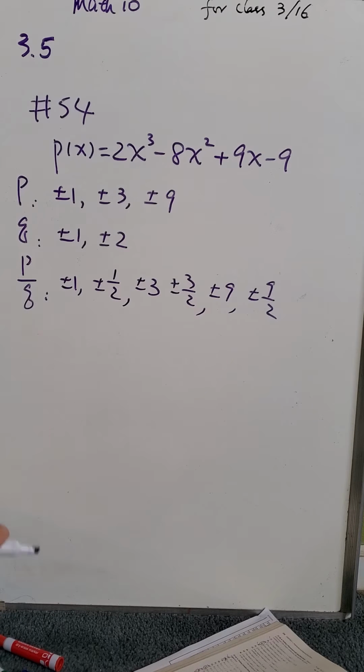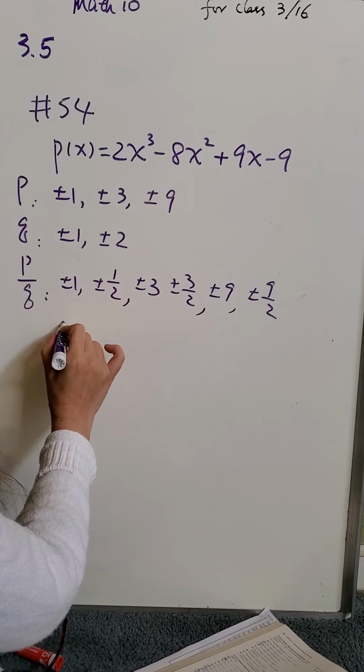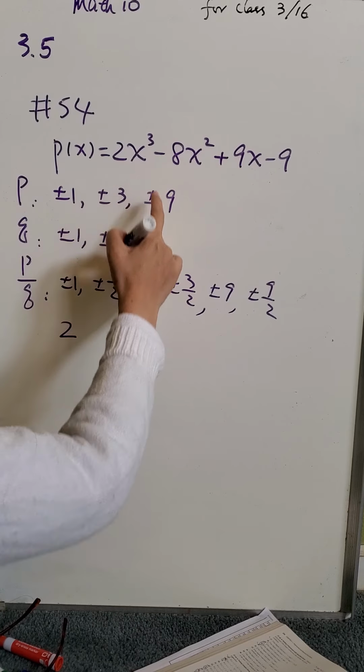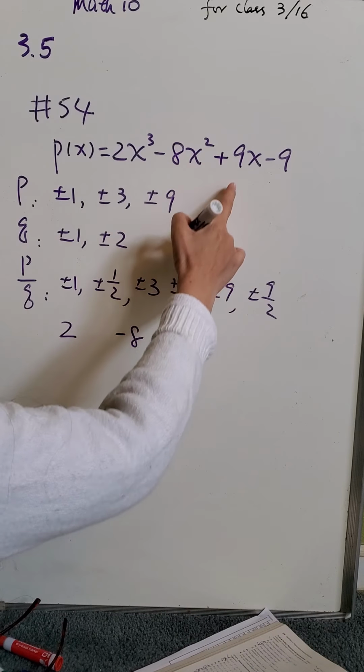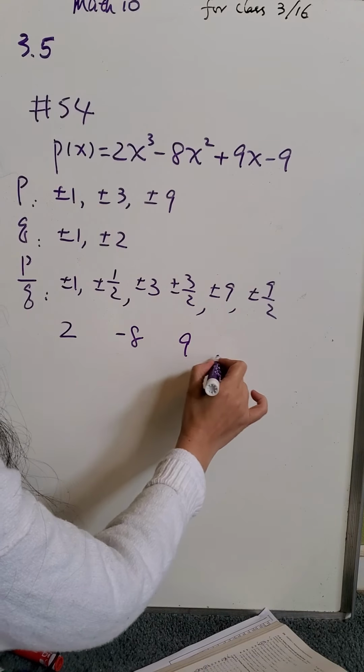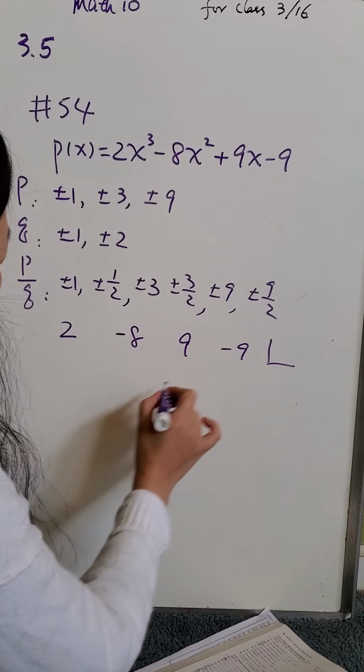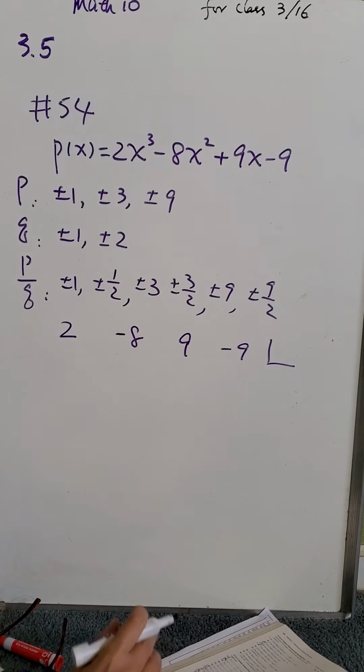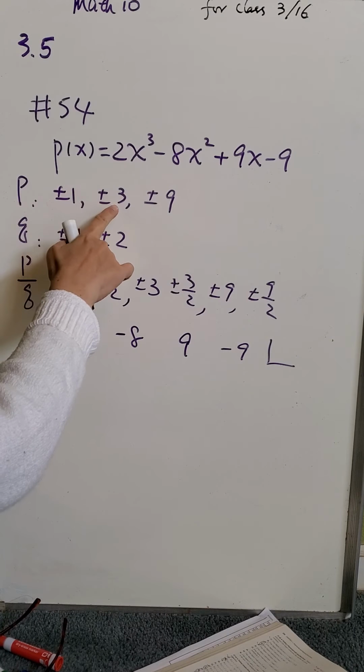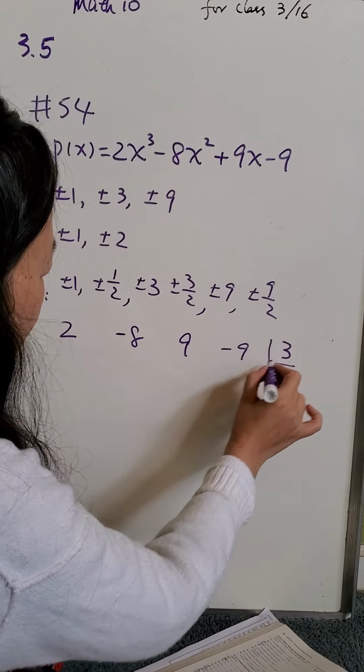So we're going to use synthetic division to check the solutions. We're going to write the coefficients 2, -8, 9, and then -9. And to tell the truth, I tried it earlier. This one doesn't work, but this one works: 3.